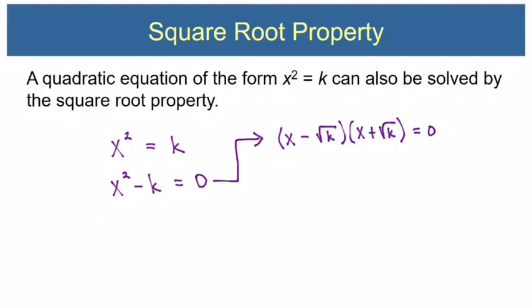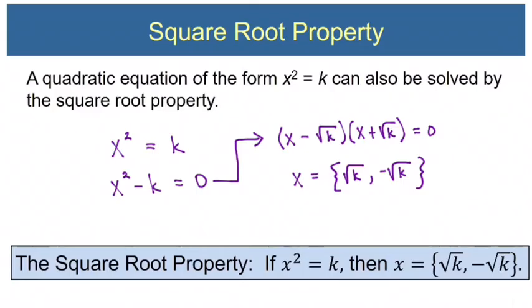And now using the zero factor property, we can say if this times this equals 0, then one of the factors has to be 0. If the first factor equals 0, we'll get x equals square root of k. And if the second factor equals 0, we'll get x equals negative square root of k. So our two solutions would be positive square root of k and negative square root of k. And now you see that we've done this without any numbers, so we have this unknown here. It could be anything. As long as you have an equation that's in the form x squared equals k, you don't have to go through these two intermediate steps. You can just jump right to the solution, and that is the square root property.